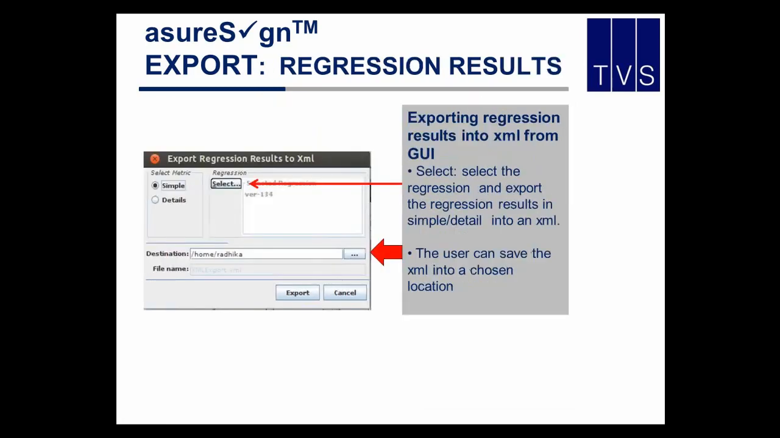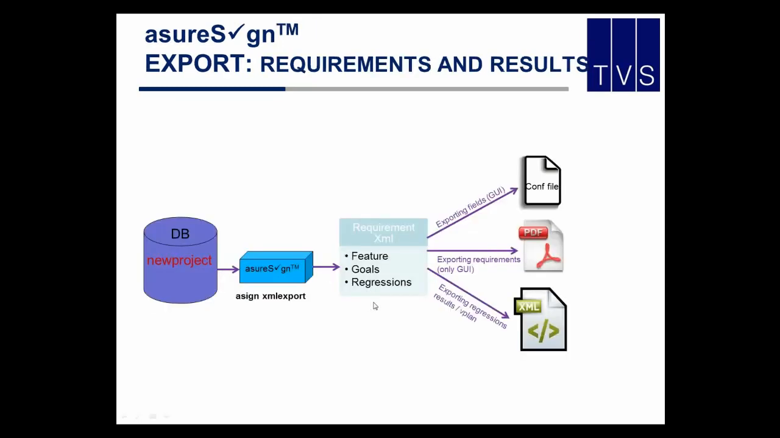We can export the regression results into XML from the GUI. If we select, then we can choose a regression, and we can just export particular regression results. Perhaps at the end of the project you want a particular regression, you want that information saved and documented or checked in, then you can choose that one that you want to use. And you can save the XML into whatever location you want.